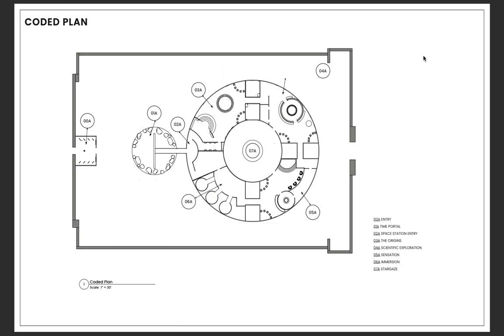Here's a coded plan. Visitors will start off in the entry room, which is a smaller room located towards the front. Then they'll make their way to the time portal, which leads them through another dimension onto the traveling space station. When they get into the space station, they get to go through all four sections: Origins, Scientific Exploration, Sensation, and Immersion. In the middle, there is a relaxing area called Stargaze, where if anything gets too overwhelming, visitors can take a break, and they can enter that section through Scientific Exploration and Sensation.